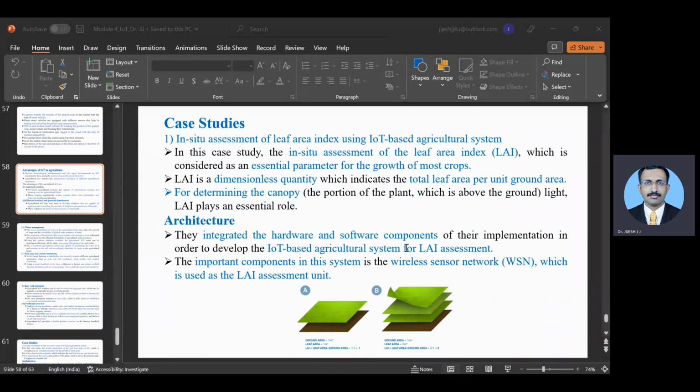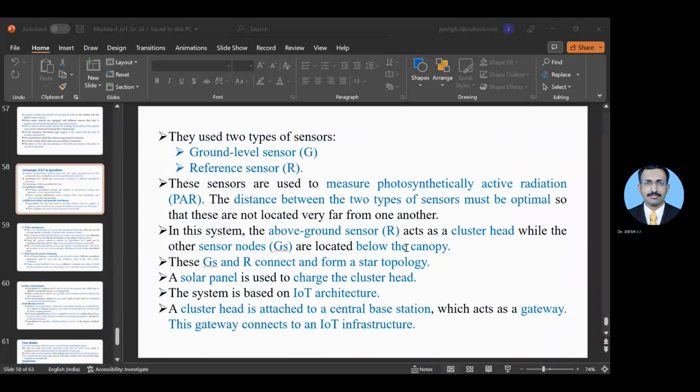This is an important component of the system, and you have studied that wireless sensor networks play an important role in the LAI measurement and process. We are going to use two types of sensors. One is called the ground level sensor, and another is called the reference sensor.